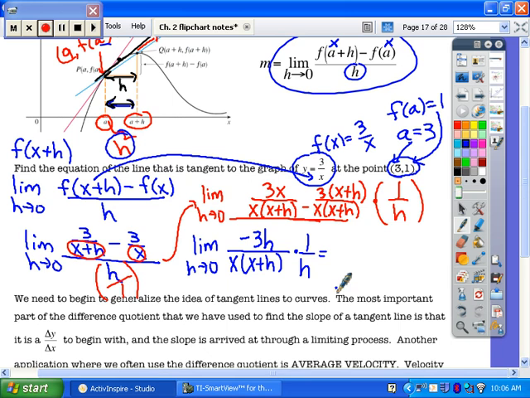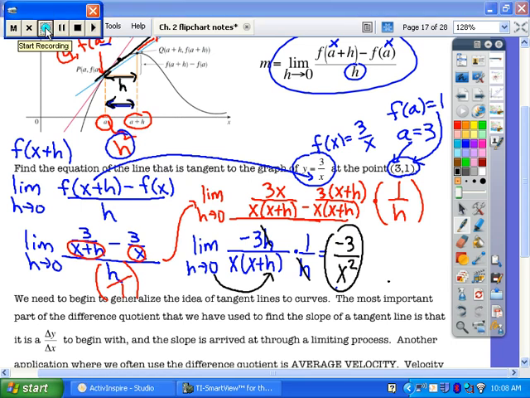Now, before we can use direct substitution, what's going to happen to this fraction? What's going to drop out? This h drops out. And then I have negative 3 on the top. And what do I put in for the other h? 0, because h is going to 0. So now we end up with just an x squared on the bottom. So we get negative 3 over x squared. Now that expression is the slope of the tangent line anywhere on the graph.